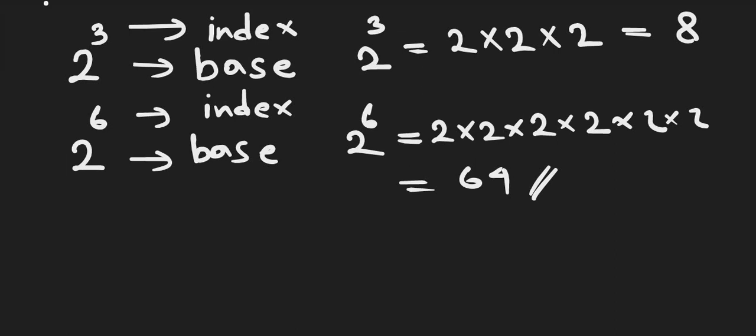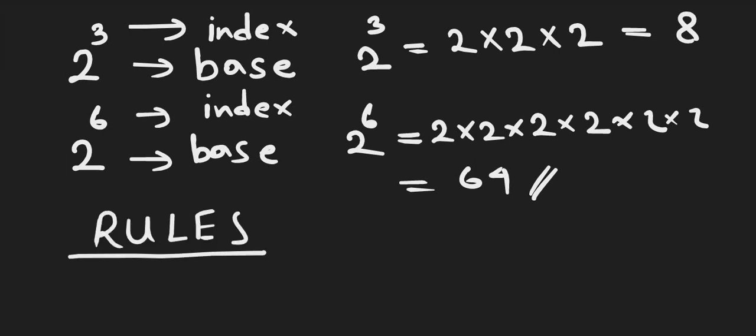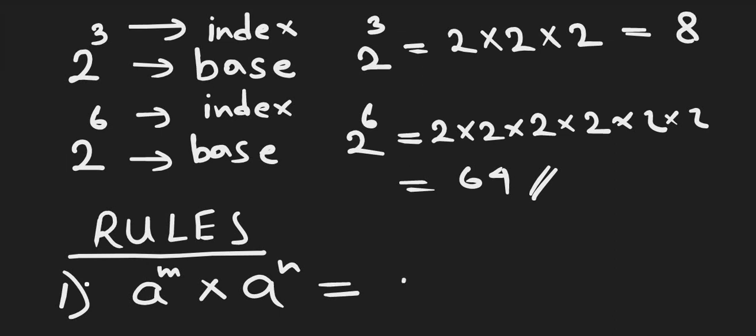Now we'll look at some of the rules of indices. Now the first rule is, let's say we have a number called A, and A to the power m multiplied by A to the power n is equal to A to the power m plus n. Let's work out some examples and prove our answer.